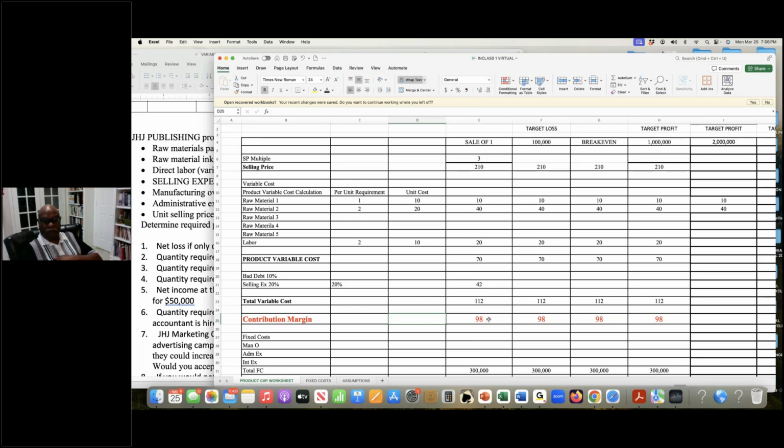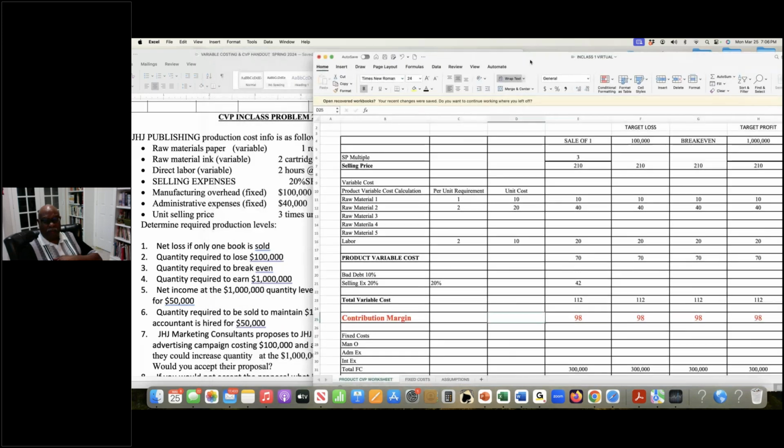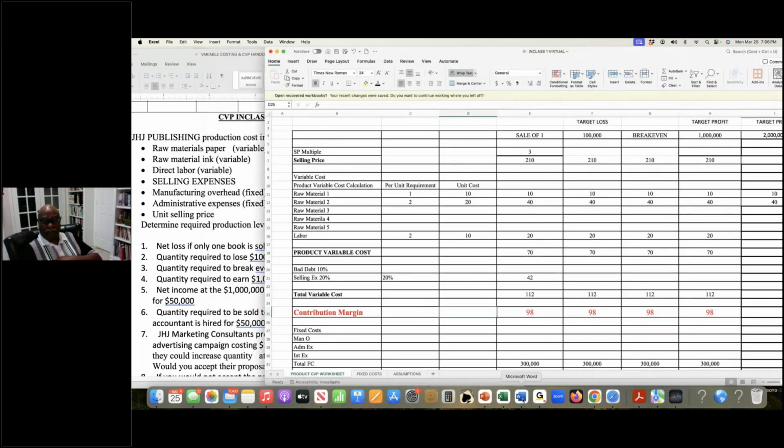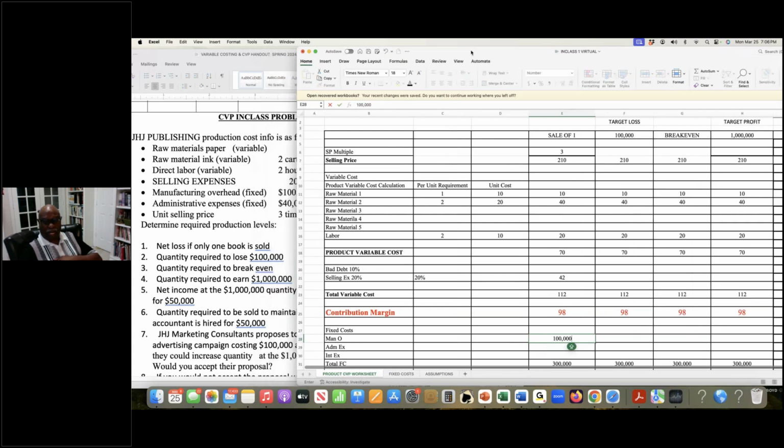My contribution margin is 98. Let's put some fixed costs in. The fixed costs were 100,000 for manufacturing overhead. And for the administrative expense, it was 40,000.